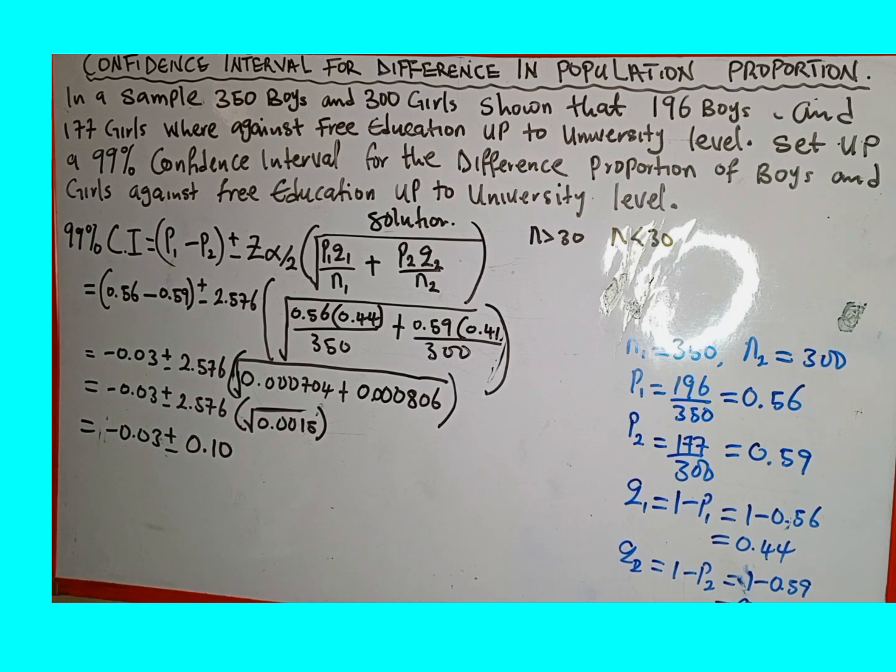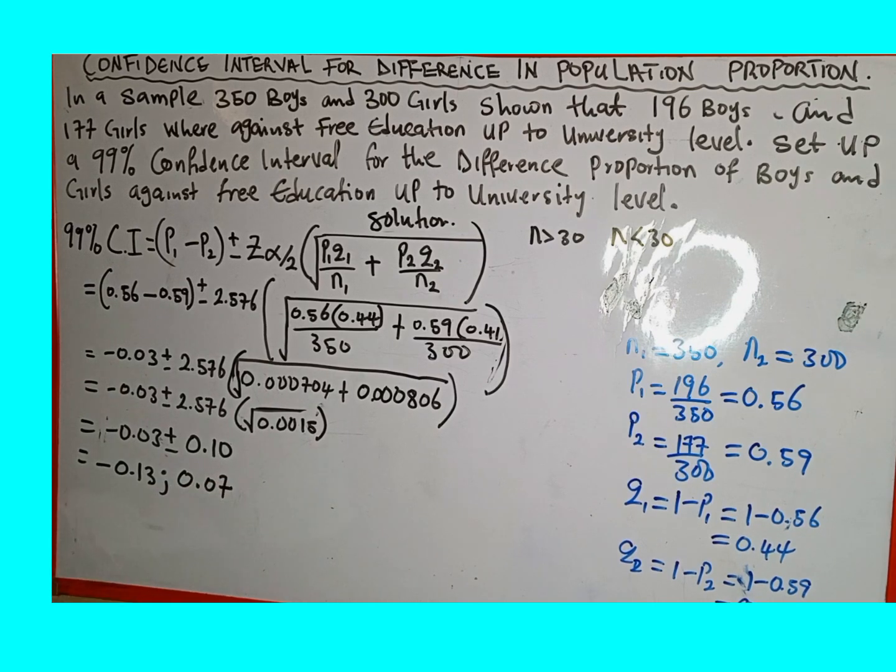That gives us 0.10. So now remember, you are going to take the negative part before the positive part. We are going to have minus 0.03 minus 0.10, which gives us minus 0.13. Then the next is the positive side: minus 0.03 plus 0.10 is going to give us 0.07.